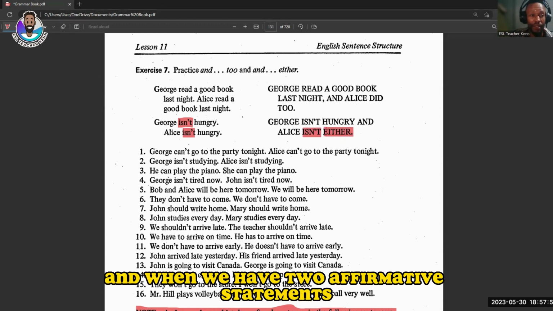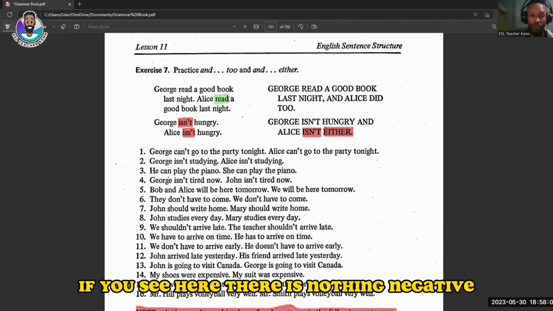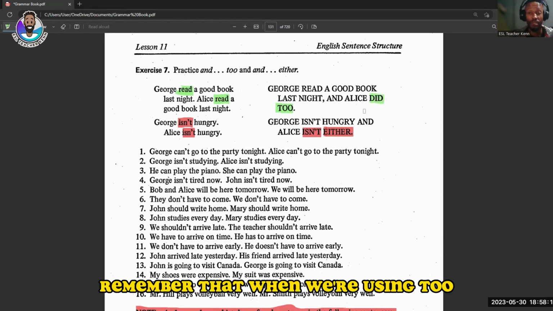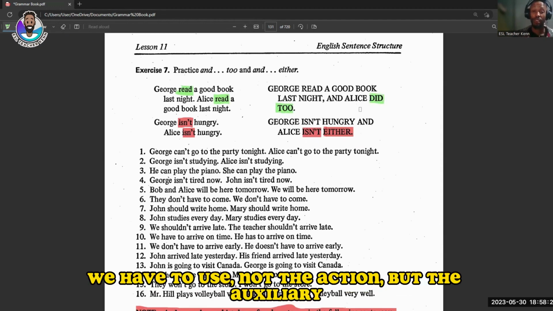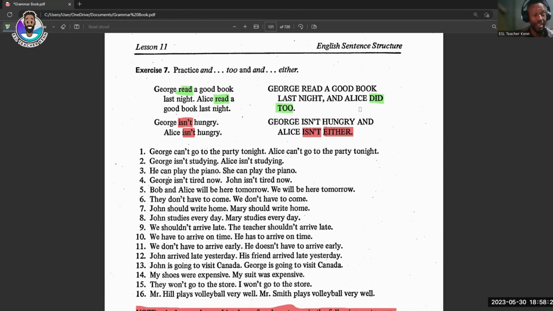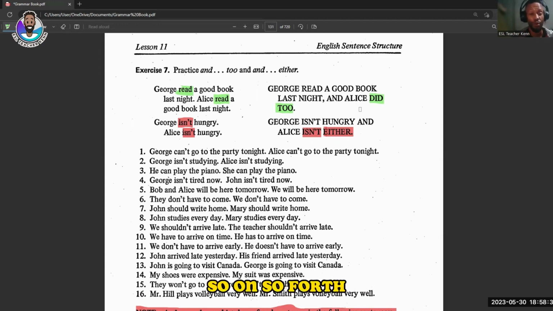And when we have two affirmative statements, if you see here, there is nothing negative. We're going to use too. Remember that when we're using too, we have to use not the action, but the auxiliary, meaning that if we have an action in present, we use do or does. If the action is in past, we use did, so on, so forth.